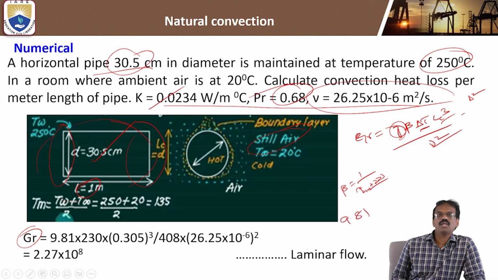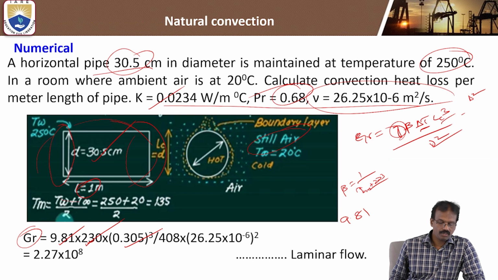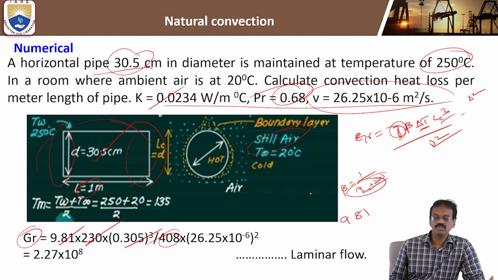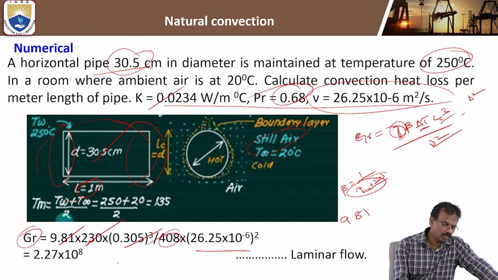If you substitute those values, you can find out the Grashof number. So this is the g value, next the temperature difference, next the beta value. This is the temperature difference 230, and the Lc cube, characteristic length 0.305, and beta is 1 by 408, that is the T mean value in Kelvin, into kinematic viscosity square. So we got this value 2.27 into 10 to the power of 8.